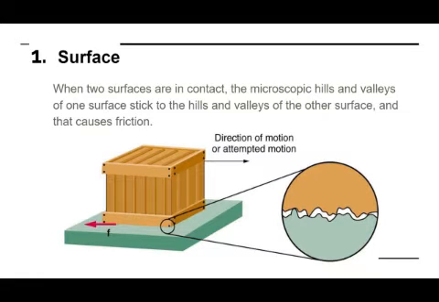So, how does the surface of an object create friction? Well, when surfaces are in contact, the microscopic hills and valleys of one surface touch or rub against the hills and valleys of the other surface, and that causes friction. If you look at this picture of the box on the floor, the floor is smooth, but actually there are little bumps on it, little hills and valleys, and at the bottom of the box are also little hills and valleys. So when these two surfaces rub against each other, that causes friction. It doesn't allow movement to occur easily.